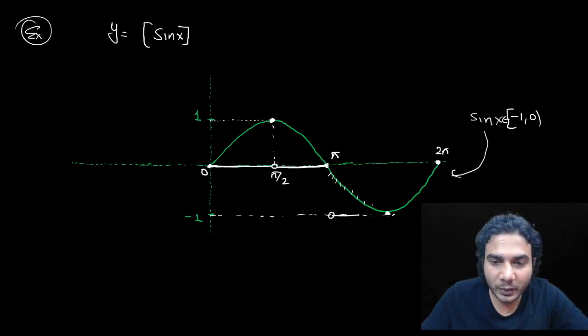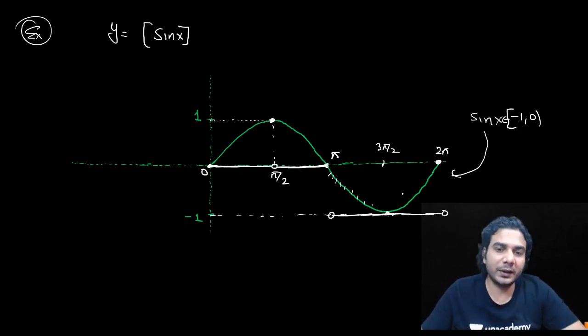So you need to plot this minus 1 graph. It will touch sine x. This greatest integer of sine x will touch sine x at x equal to 3 pi by 2, at this point. And then keep drawing this horizontal line up to 2 pi. And at 2 pi, it will be 0 again, okay? So that is the graph.